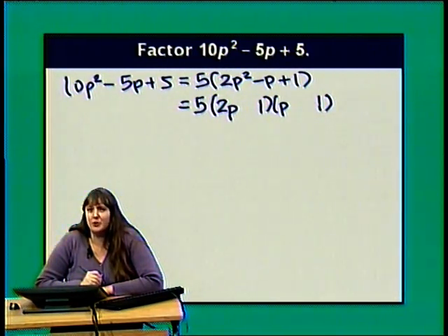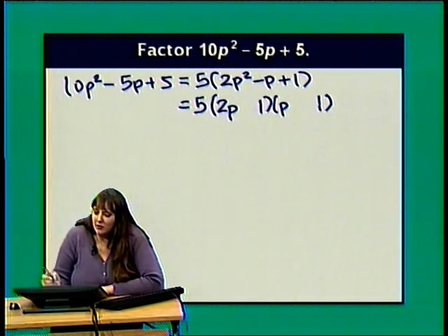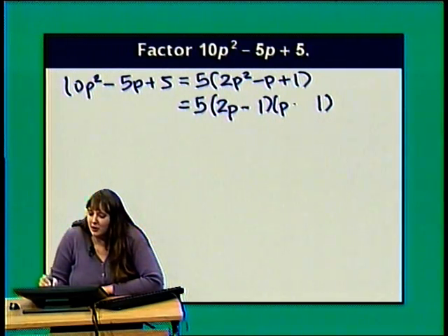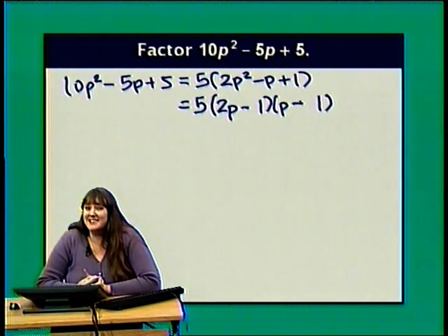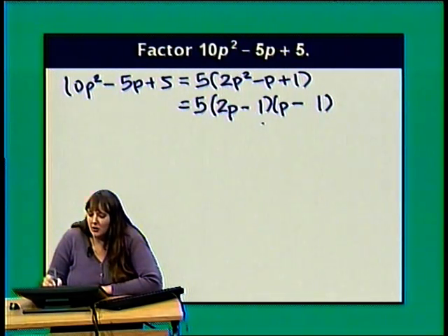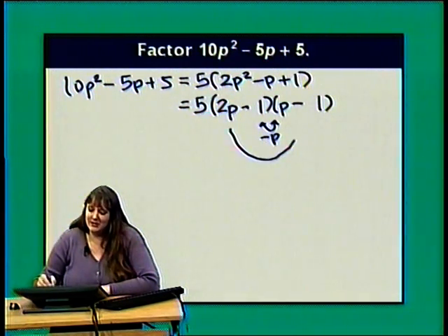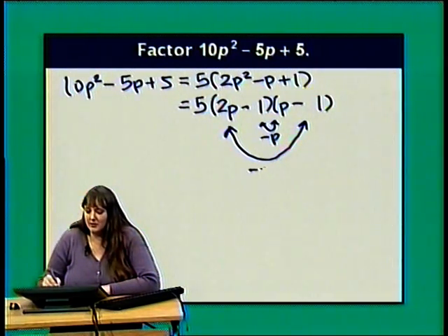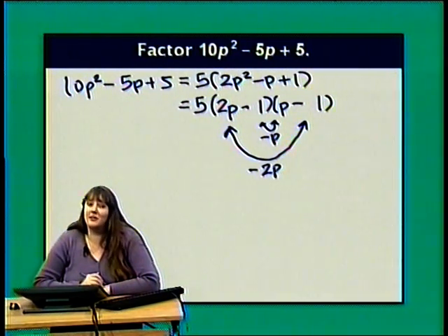Looking at my middle term in the polynomial in parentheses, I have negative p. So what if I put in negative 1 and negative 1? This is actually my only choice. Does it work? Well, let's see. Negative 1 times p gives me negative p. 2p times negative 1 is negative 2p. When I add negative p and negative 2p, I get negative 3p. I wanted my middle term to be negative p. This was my only choice.